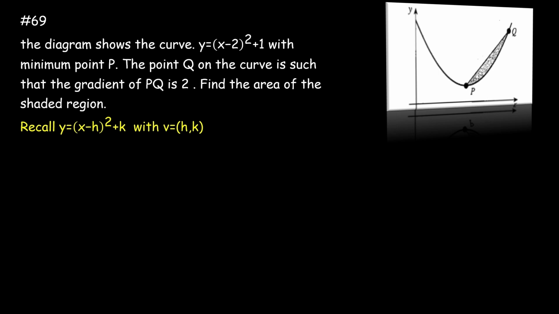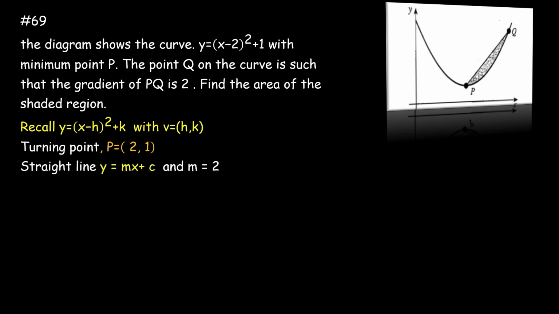Recall that y is equal to (x minus h) all squared plus k, with the vertex being (h, k), right? So in this case, our vertex, which is a turning point, would just be (2, 1). Why is this important? We are going to use it to find the equation of our straight line. Okay, let's go ahead.